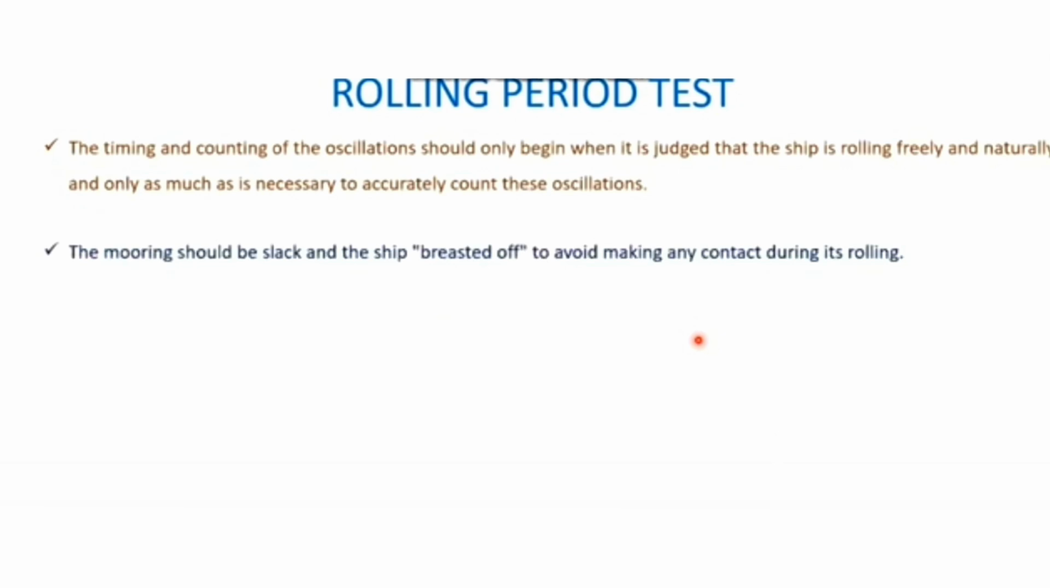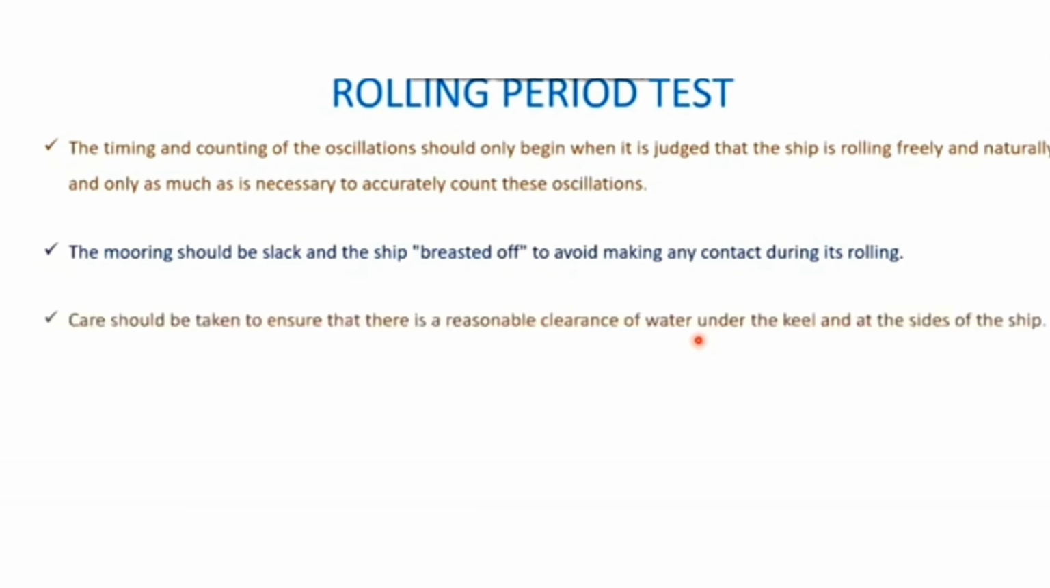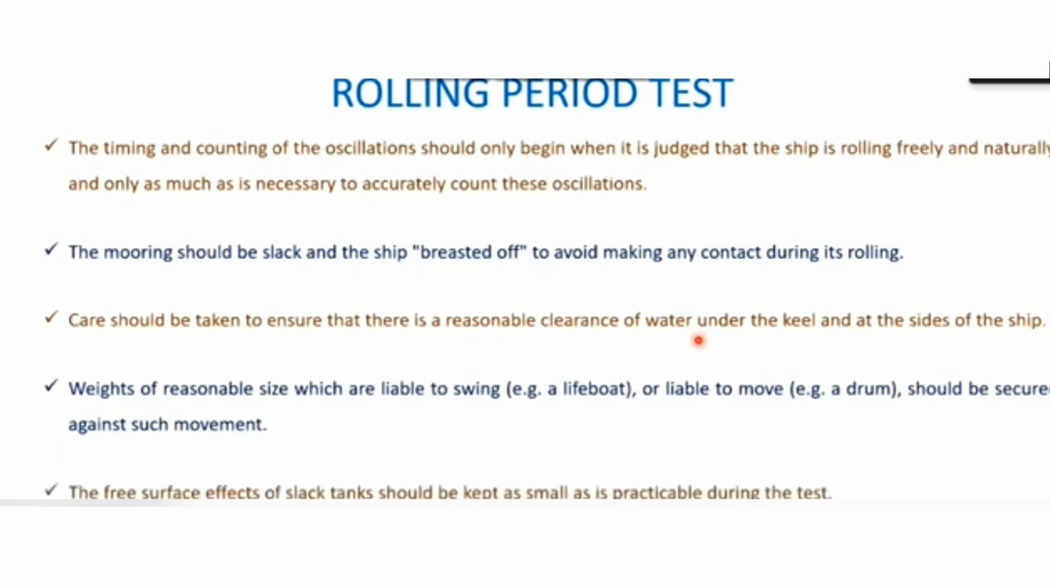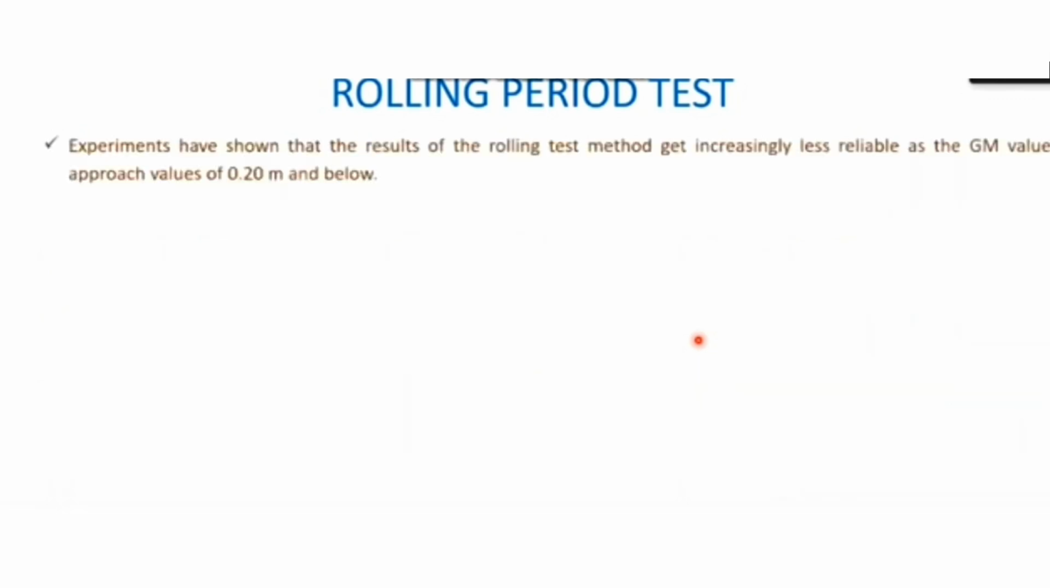The mooring should be slack and the ship breasted off to avoid making any contact in the rolling, because any contact will dampen the rolling. Care should be taken to ensure that there is reasonable clearance of water under the keel on both sides of the vessel. Weights of reasonable size which are liable to swing, for example lifeboats, or liable to move, for example drums, should be secured so that they don't move when the vessel rolls from one side to another. The free surface in the tanks should be kept as small as practicable during the test. These are the precautions for the rolling period test.